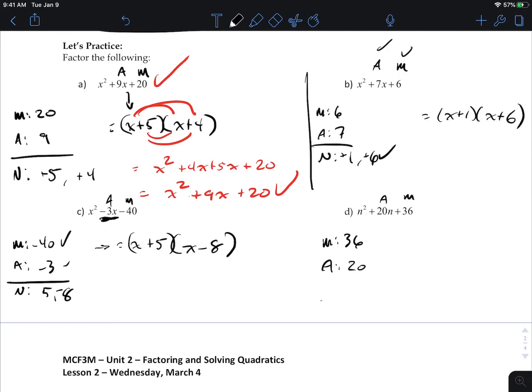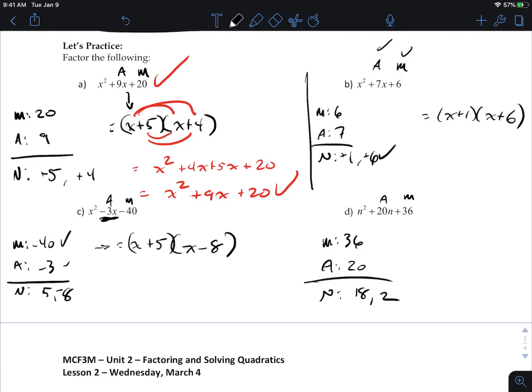Add to 20. Let's find those two numbers that satisfy those. What are they? Aiden? 36 and 2. You want E? On D, yeah, it's not good. 18 and 2, sorry. Yeah, but that's good. Sorry, I read it wrong. No, that's okay. 18 and 2.